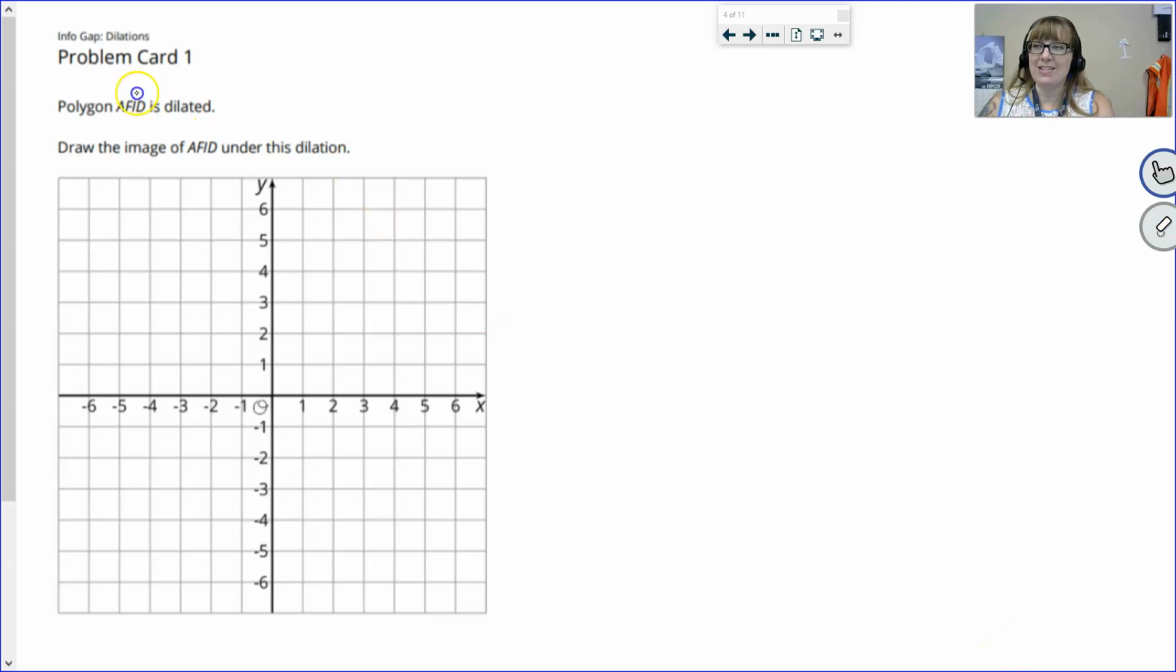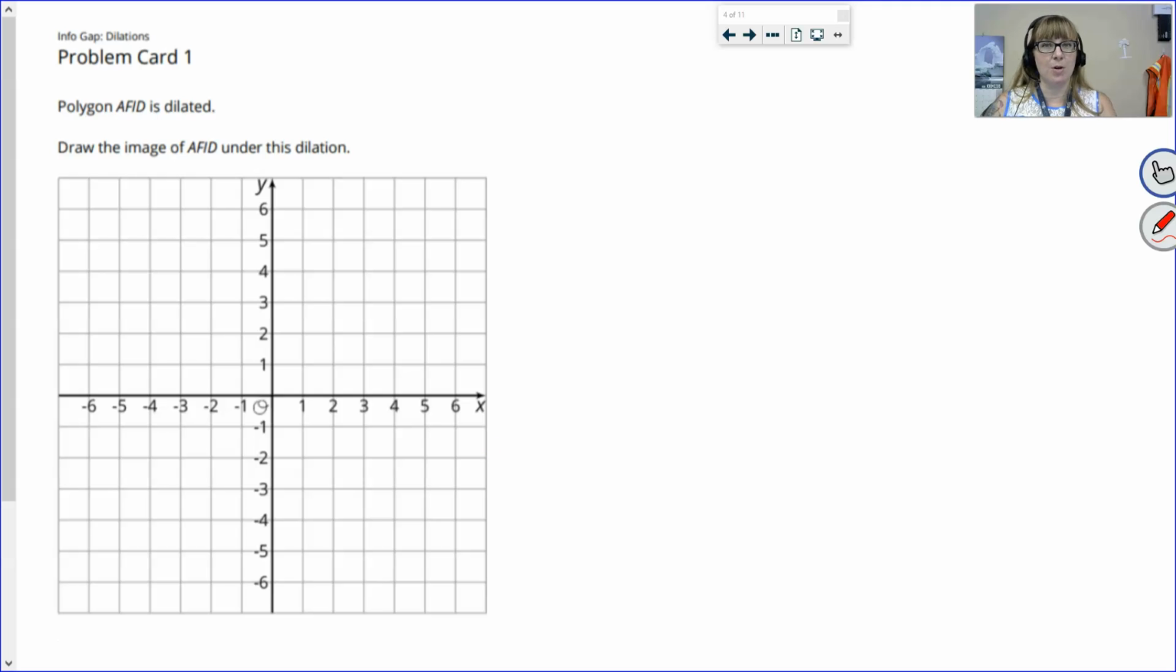So it says polygon AFID is dilated. Draw the image of AFID under this dilation. And you say, well, I don't even have an AFID. I don't have a polygon. I don't have anything to do this with. And that's where I come in. I have all that information. You need to be thinking about what specific information you need.